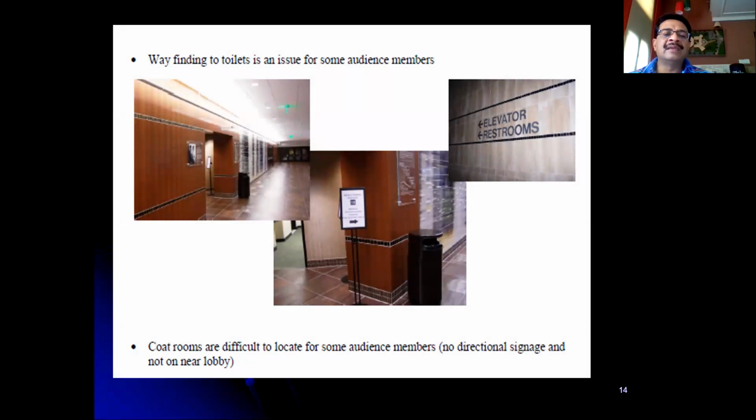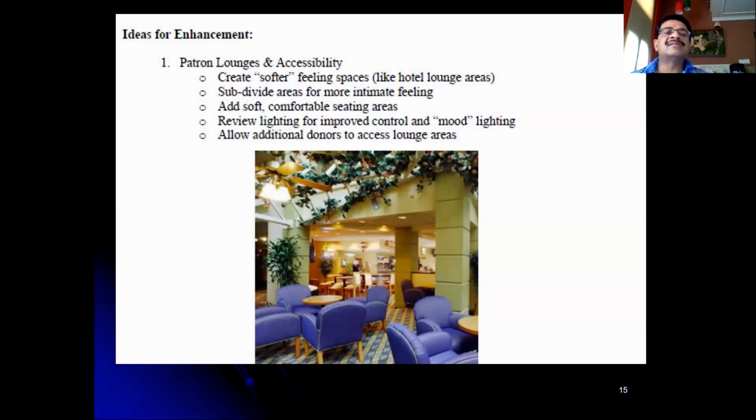Even the cloak room is difficult to locate for the audience, so there was no directional signage. So how now this whole thing led to the solution: once you know the problem, then you can find a solution.